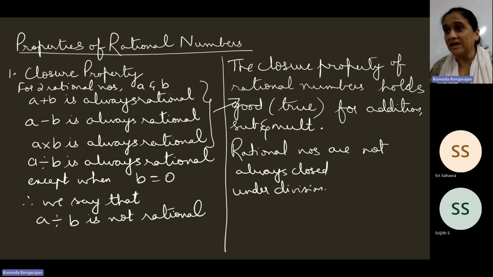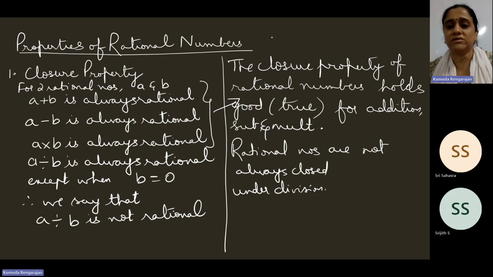0. If that is 0, then it becomes division by 0, which is not defined. Except that case, in all other cases, rational number divided by rational number is also a rational number. But since we have that exception, we say that rational numbers are not closed under division, but they are closed under addition, subtraction, and multiplication, but not under division. If you take away that exception, they are closed under division also.